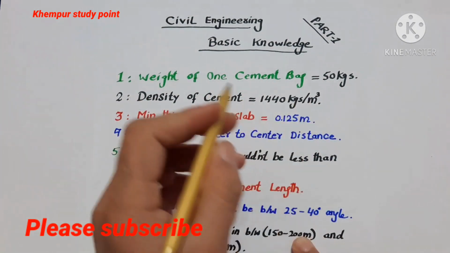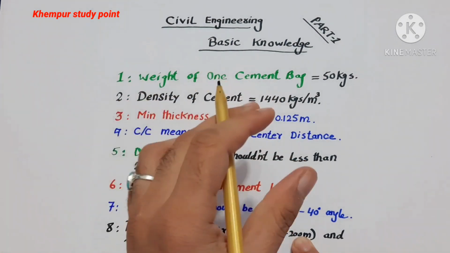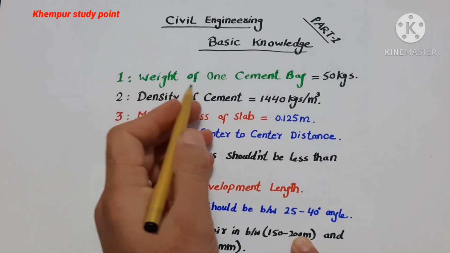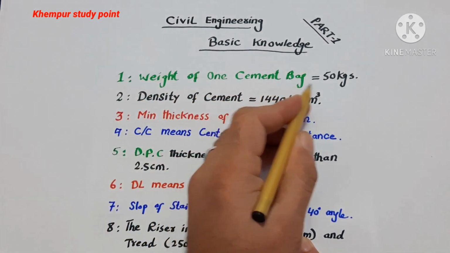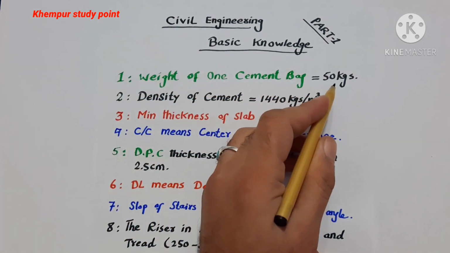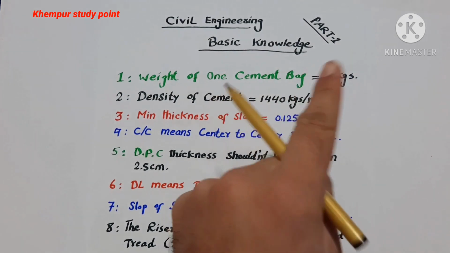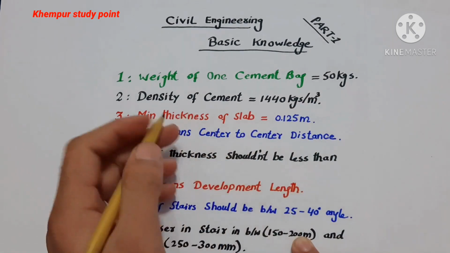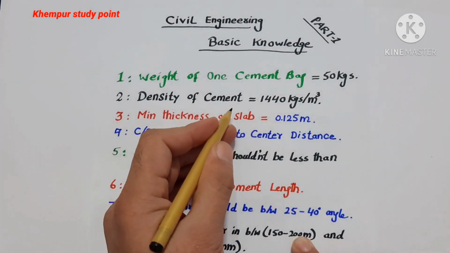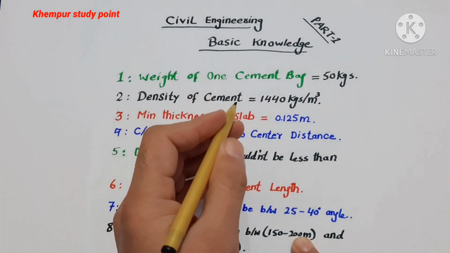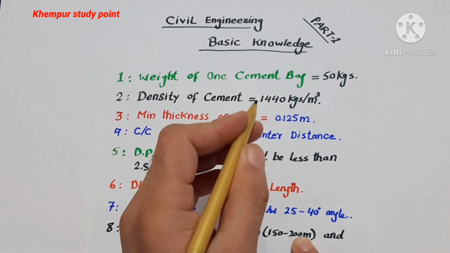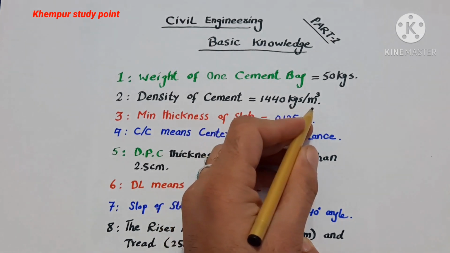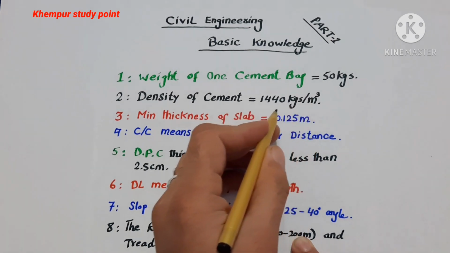Guys, the first one is you should know the weight of one bag of cement. The weight of one cement bag is 50 kgs. The second one is the density of cement. The density of cement, in cubic meter, is 1440 kgs per meter cube.